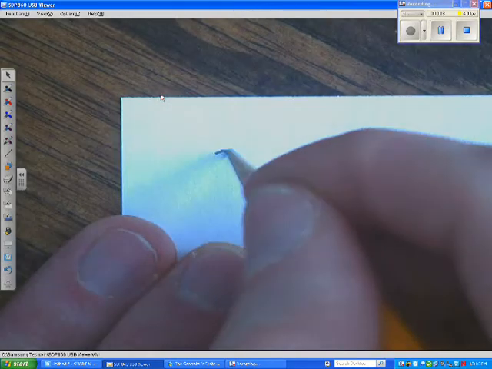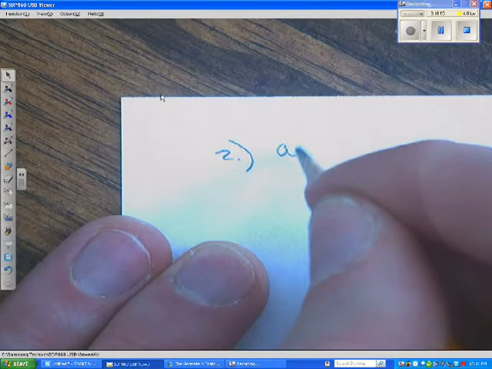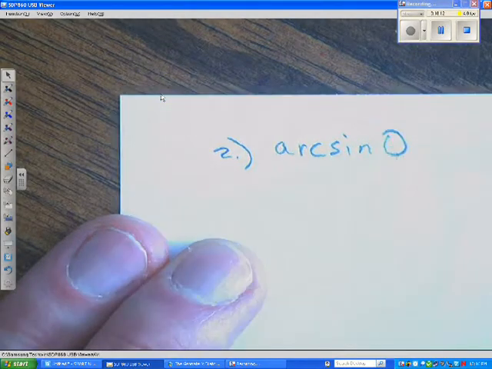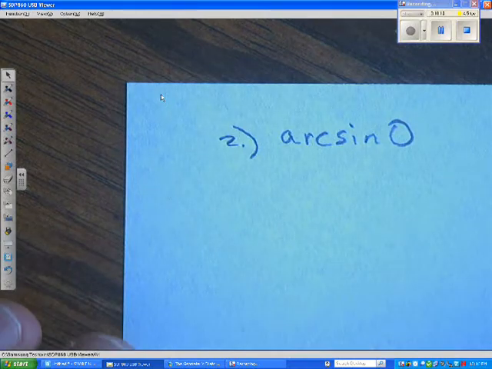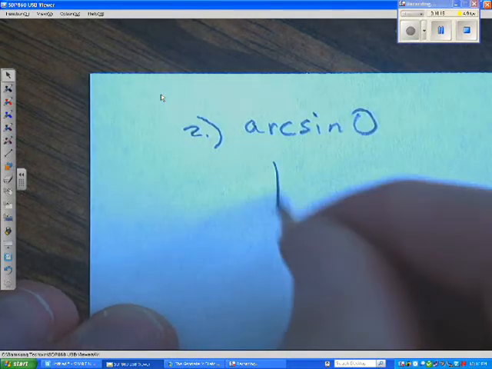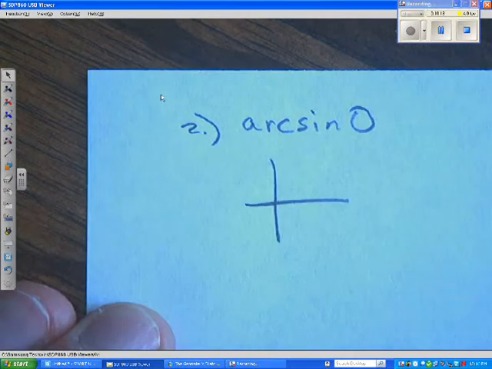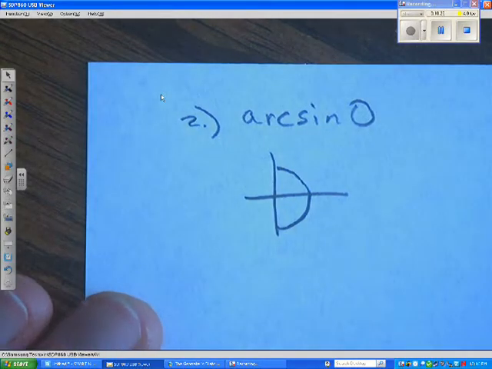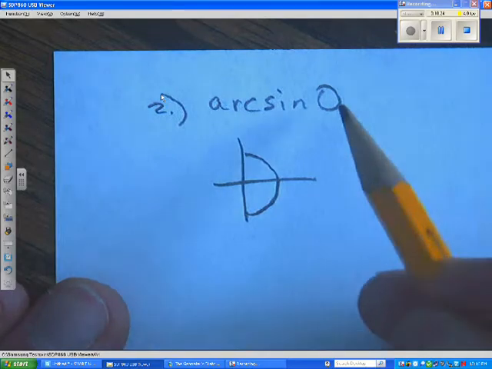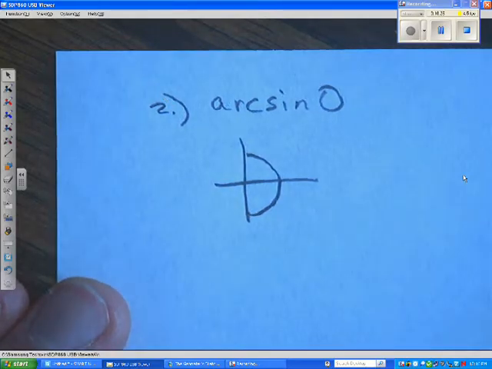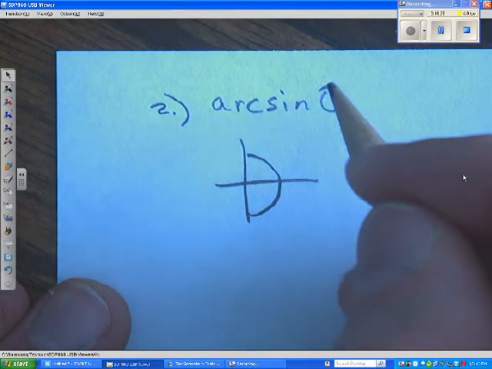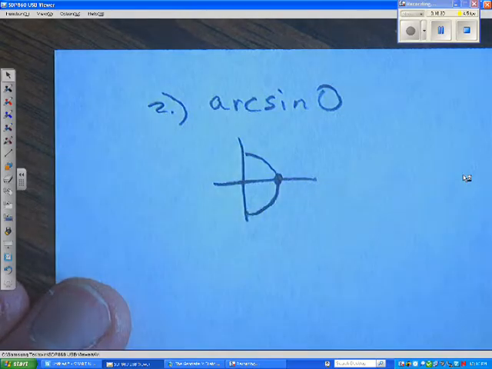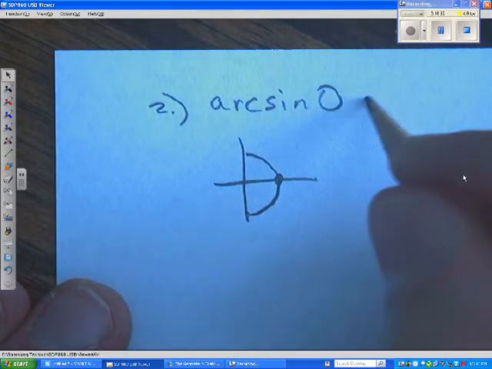So number 2. Number 2 says we need to find the arc sine of 0. Arc sine of 0 is, this is what I do. It's asking for the angle that goes with sine of 0, remembering that the range of arc sine is the first and the fourth quadrants. So the sine value that has 0 on the unit circle, well, sine is the y value on the unit circle. So that is this coordinate right here, which means the angle is 0.